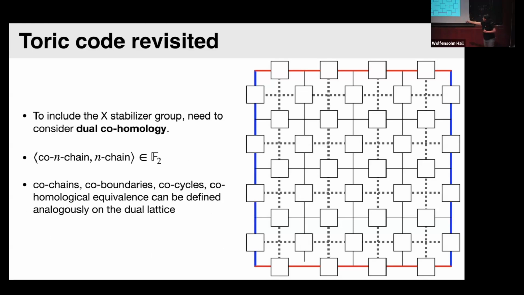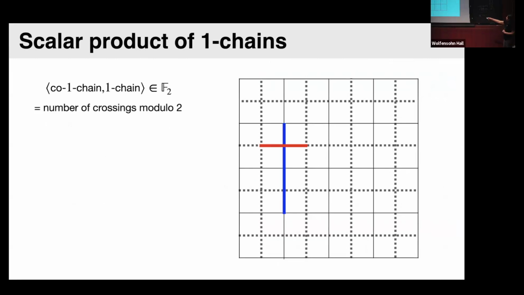So basically, again, in 2D, it's easy to visualize. You just look at the dual lattice. And now, working on the dual lattice, you can once again define co-chains, co-boundaries, co-cycles, co-homological equivalences in exactly the same way. Here, it's very easy to see because this is just a square lattice again. So everything that we did for the Z's, you can now do for the X's, okay? And basically, this inner product is going to be the number of crossings mod 2 between a chain and a cochain, okay?